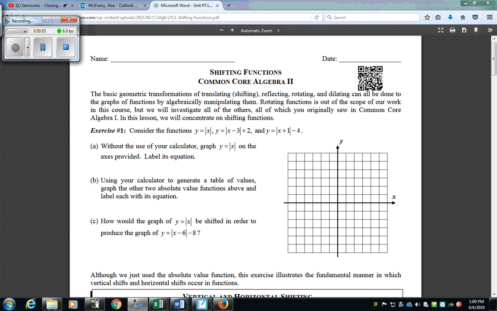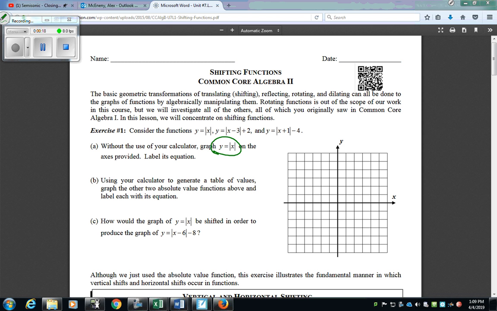We're going to talk about how to shift functions and how certain numbers in certain places affect the direction that those graphs are going to shift. So we're going to go through several examples. In the first one, exercise 1, we're going to go ahead and graph the absolute value function of x.